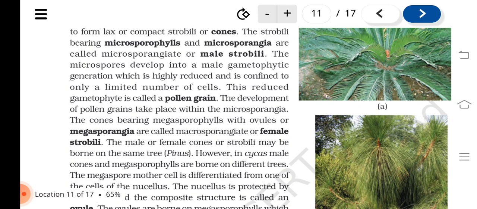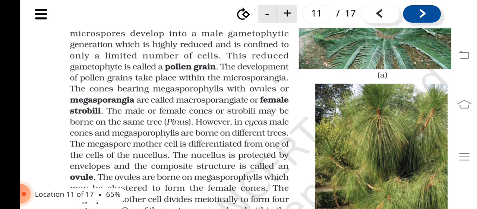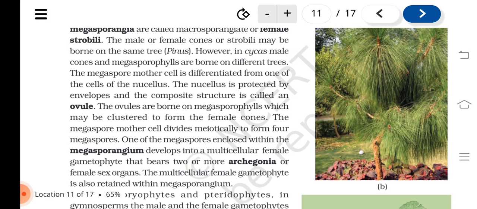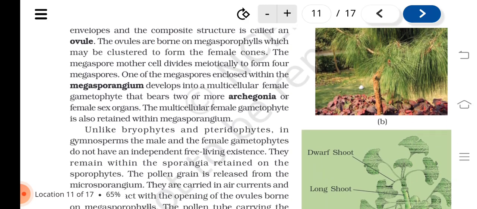The cones bearing megasporophylls with ovules or megasporangia are called macrosporangiate or female strobili. The male or female cones or strobili may be borne on the same tree (Pinus). However, in Cycas, male cones and megasporophylls are borne on different trees. The megaspore mother cell is differentiated from one of the cells of the nucellus. The nucellus is protected by envelopes and the composite structure is called an ovule. The ovules are borne on megasporophylls which may be clustered to form the female cones.